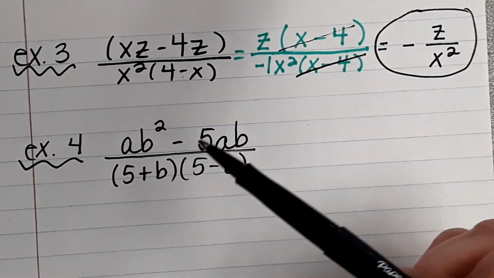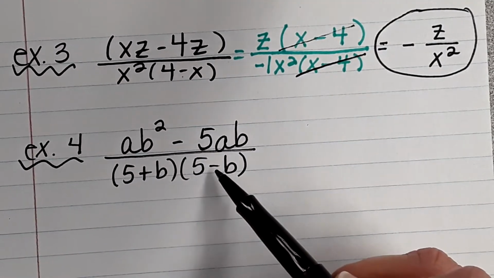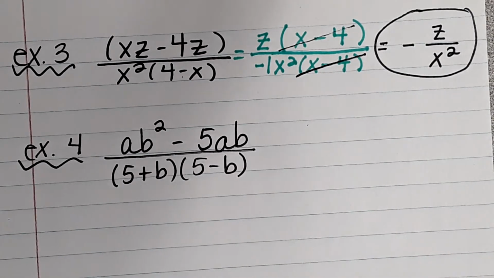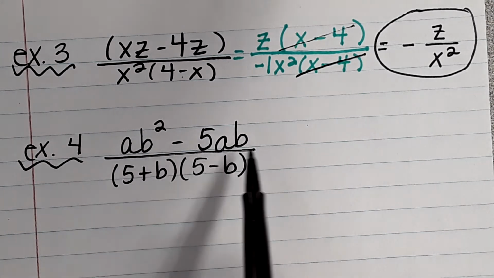Anytime you see something like 5 minus b, a number minus a letter, in your head you should be thinking, I wonder if I'm going to need to flip that around. What I mean by that is, I wonder if I'm going to have to pull out a negative 1. Let's see. So we're going to factor the numerator.